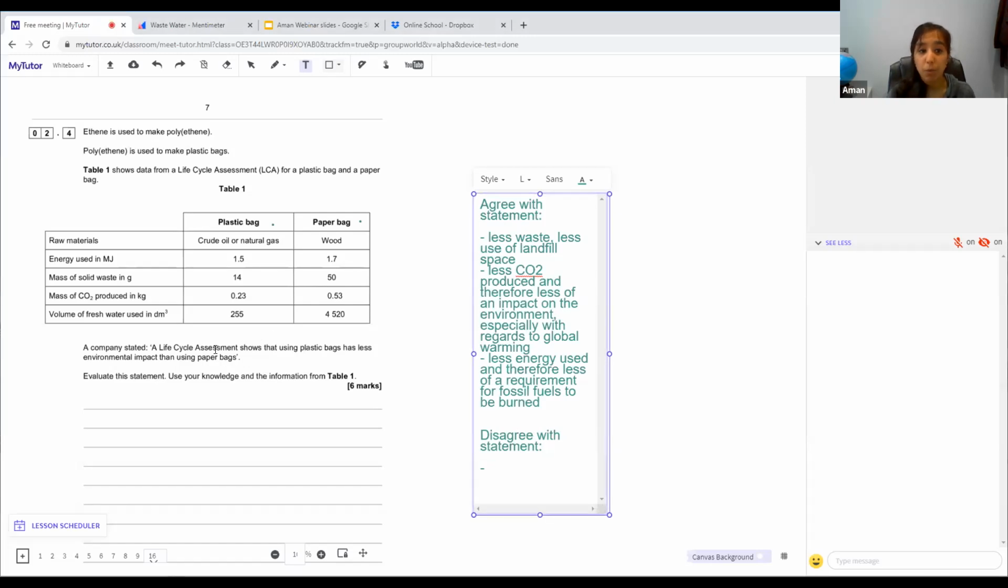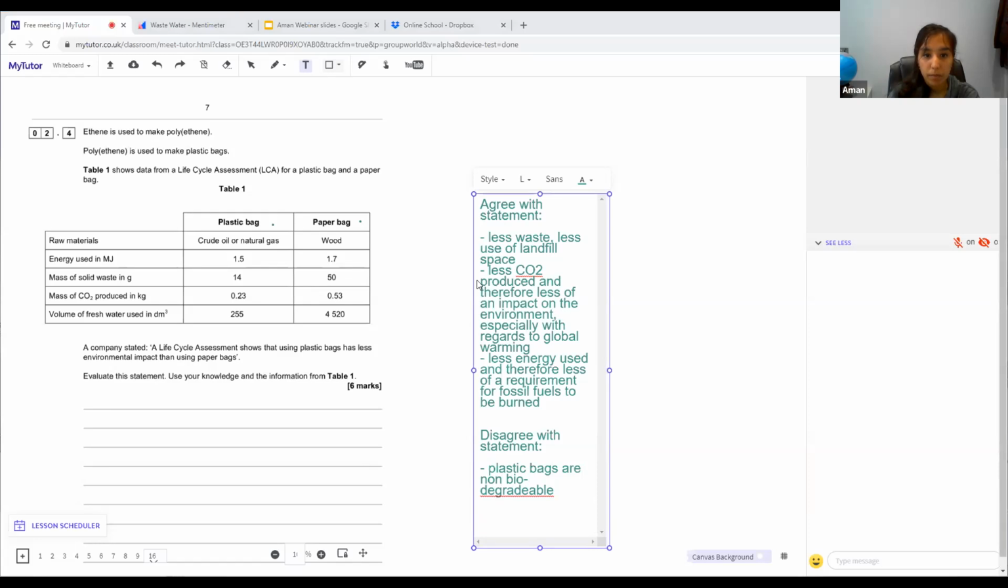That is something that comes from your own knowledge, which is perfectly fine to use because the question says use your own knowledge. So plastic bags are non-biodegradable. Good. Anything else? Paper bags are renewable. Excellent. You could argue that so are plastic bags. So I would be careful when saying that paper bags are renewable, because paper bags tend to break a lot more easily. Good.